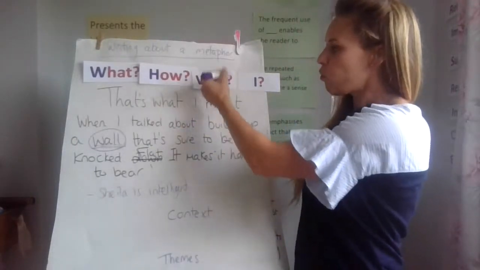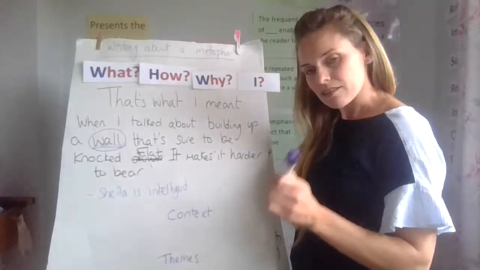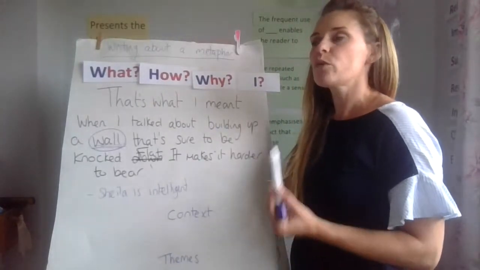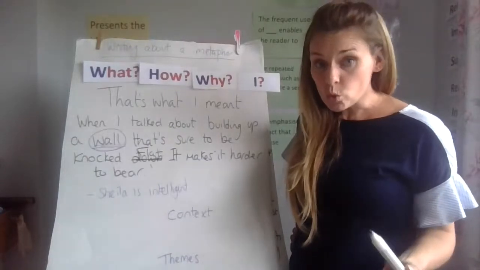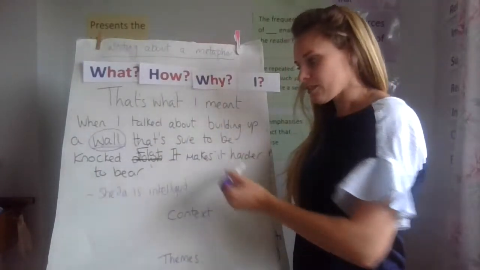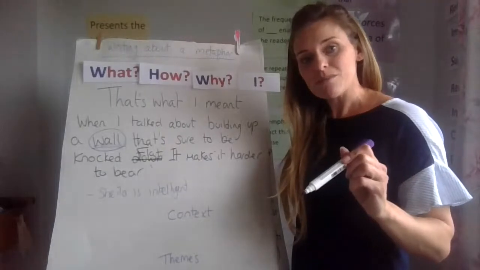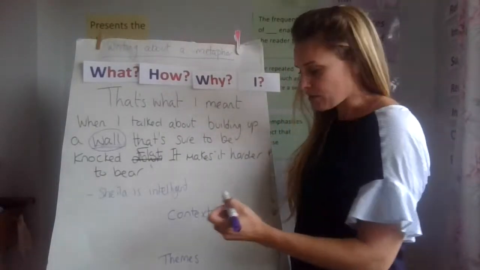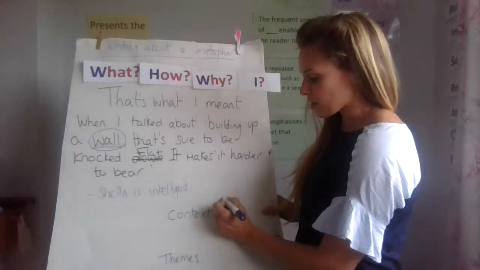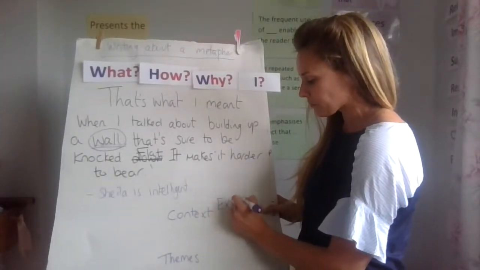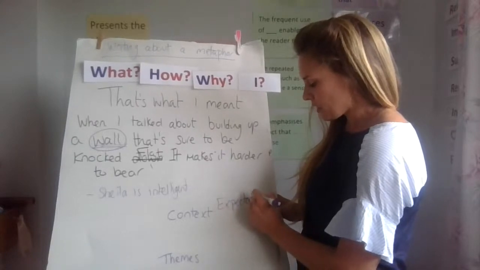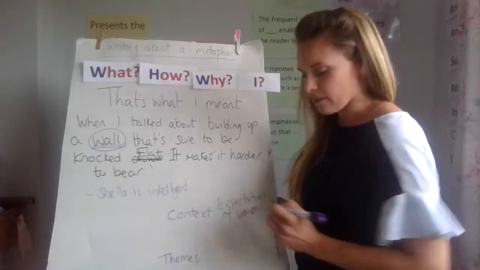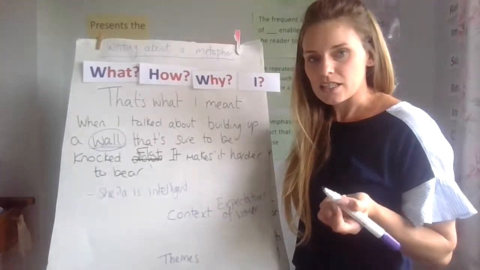So our why could be multiple things, but the really important one is the context, and thinking about why we have Sheila, of all the people, using this metaphor and saying, if we don't do something about this, we're all going to become crushed. And our context here is really the expectations of women. I'm hoping you can see this down here, but if you're making notes, you can make your notes.